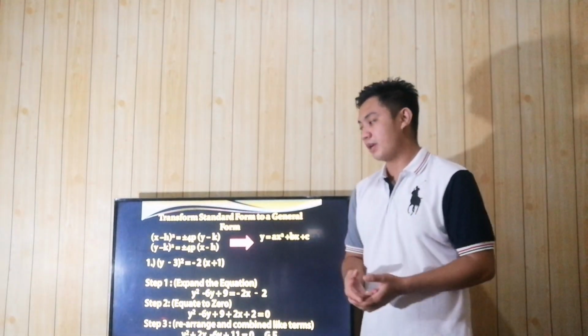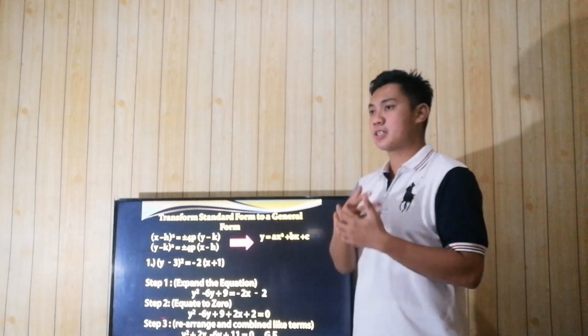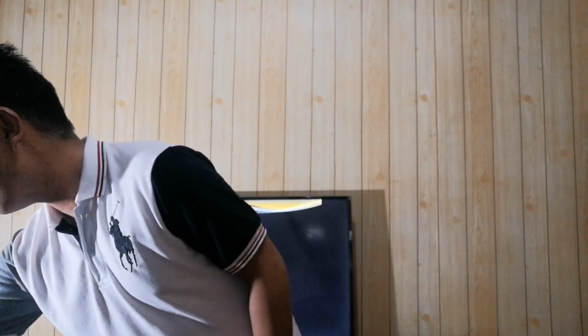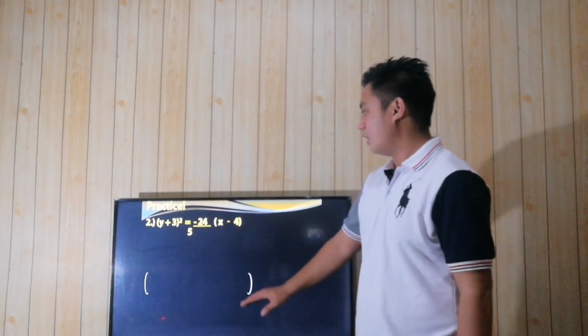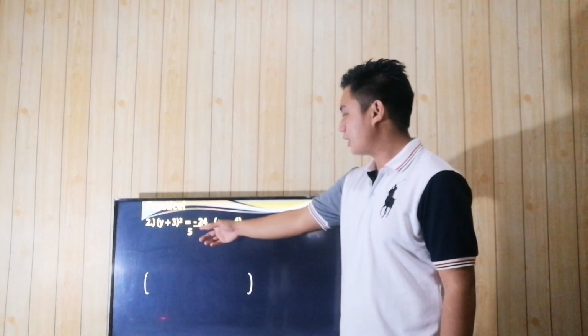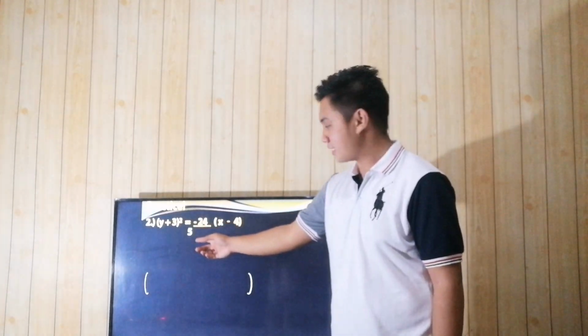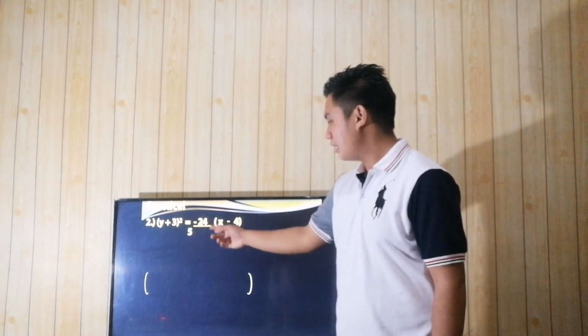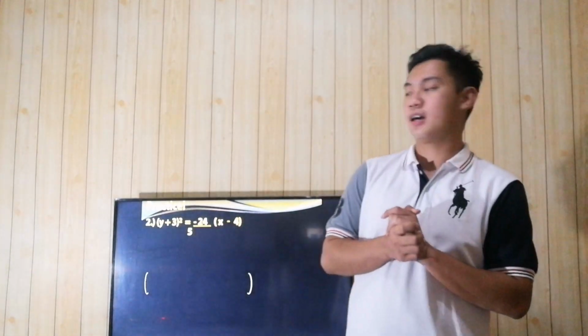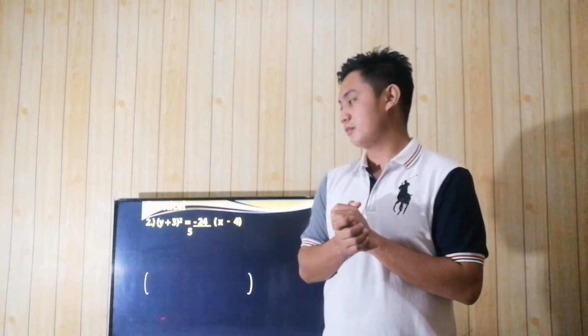Okay, naintindihan ba? Okay now, since tapos na tayo, let's practice this. Students, let's practice this. Y plus 3 squared is equal to negative 24 over 5 times x minus 4. Yan siya, guys. Okay? So then, do it yourself. Okay, time's up. Tingnan natin if the same tayo ng sagot.